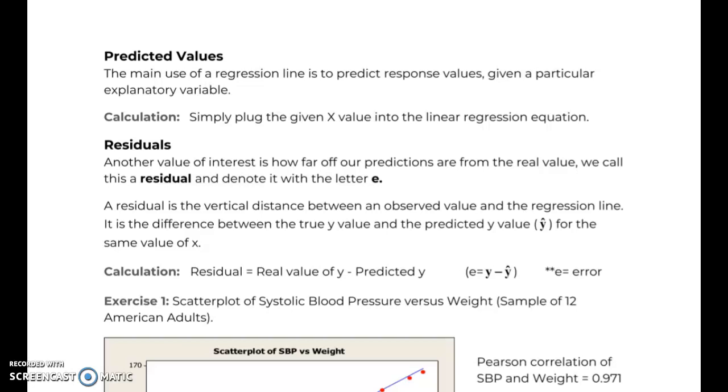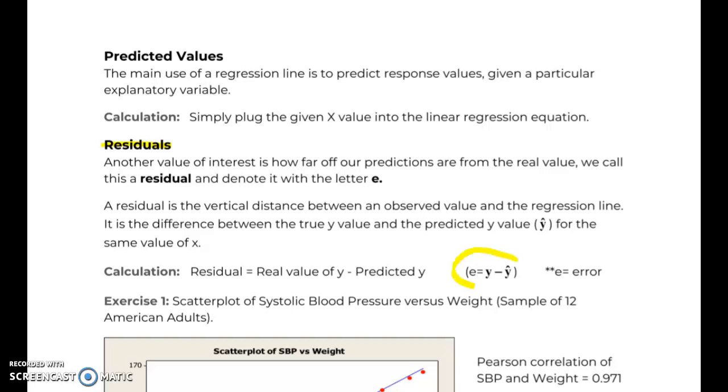So the main use of our regression line is to predict values, but also to determine how good our model is. In order to do this, you're first going to plug in x values into the linear regression equation. Your calculator and StatCrunch can calculate the linear regression equation for you. Once we calculate that, we're going to look at the residuals, and the residuals basically tell you how far off your estimate is. How close is the actual value from the line of fit?